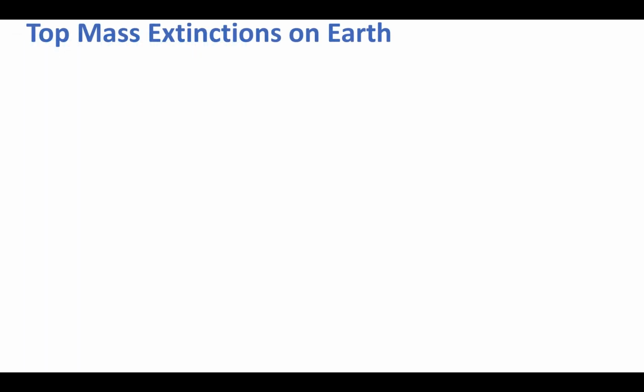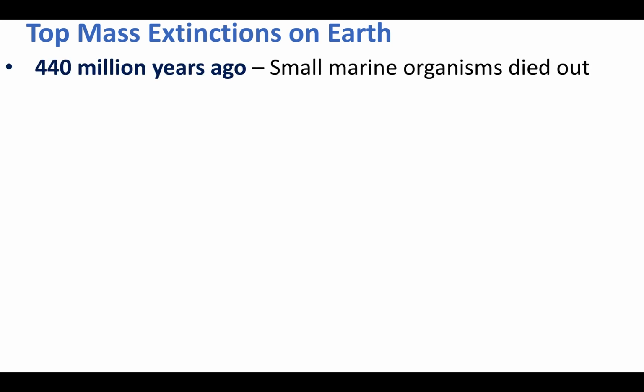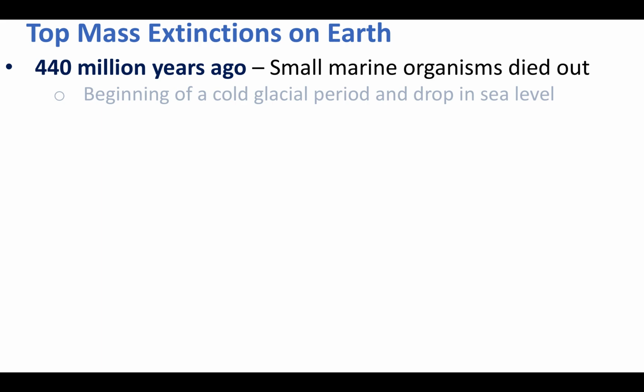So over Earth's history, there's been many mass extinctions. I'm just going to highlight the top 5. So 440 million years ago, you had a mass extinction where most of your small marine organisms died out. And the reason for that is you had a beginning of a glacial period. And when you have cold periods where ice forms, you get a drop in sea level, which of course is going to threaten the marine organisms, because if you're taking away the habitat, you're going to have extinction of those species.